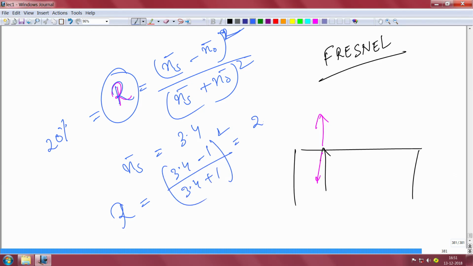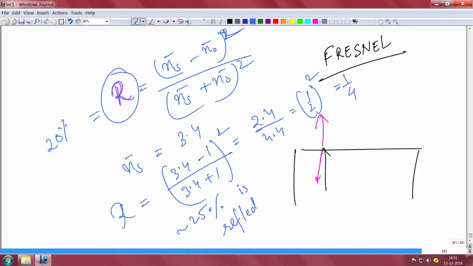So this is 2.4 by 4.4, which is almost like 1 by 2, which squared is 1 by 4. So you can say that almost 25% of the light is reflected unnecessarily. I mean, this is not unnecessarily, but this is something you cannot control.